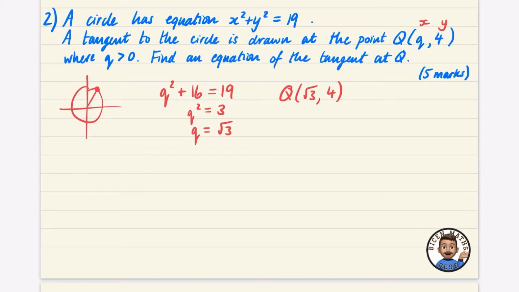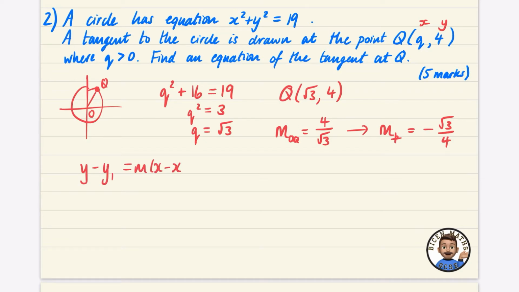So all we're going to do, this is Q and this is the origin, we're going to find the gradient of OQ. That's going to be the change in y, the y coordinate, divided by the change in x, which means when I find the perpendicular gradient, I will take the negative reciprocal like this. All that's left is to put it into my y minus y1 equals m brackets x minus x1 formula. Remember, this is going to be my x1 and this is going to be my y1. So it's going to be y minus 4 equals minus root 3 over 4 brackets x minus root 3.